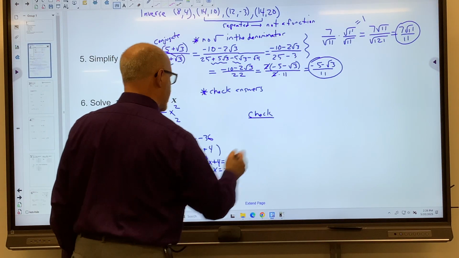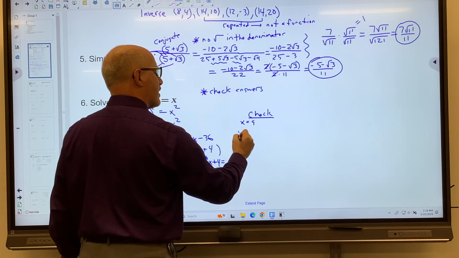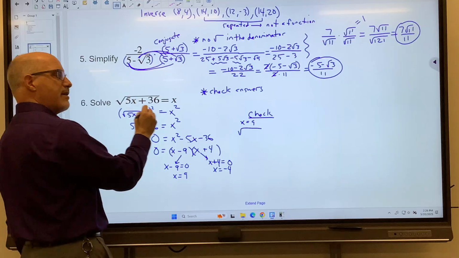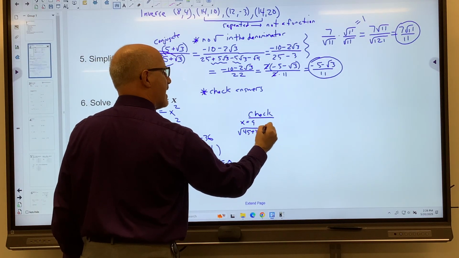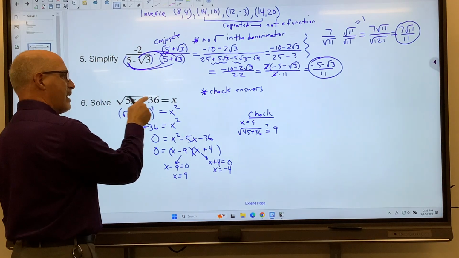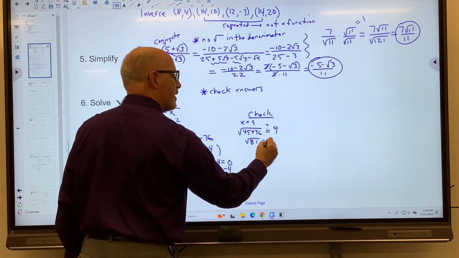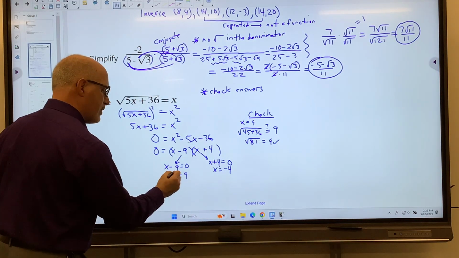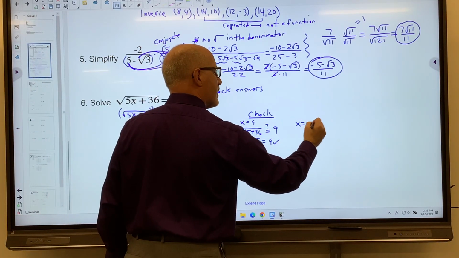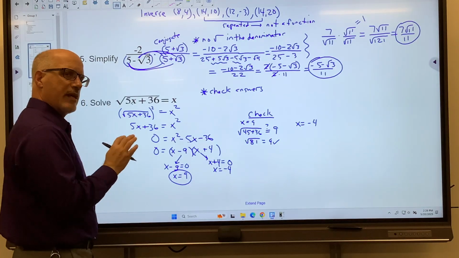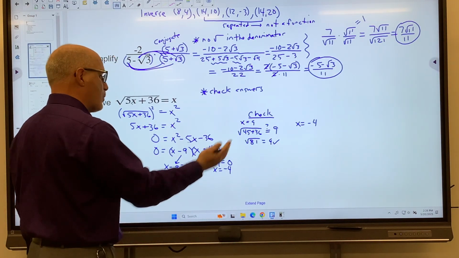So checking this one, you go ahead and put 9 back into the original. So x equals 9. You're going to get the square root of 5 times 9 is 45 plus 36. Does that equal 9? If you put in 9 for the two spots where there's an x, well, does the square root of 81 equal 9? It does. So this one checks out. Let's try the negative 4. You can probably suspect that maybe that might not. Sometimes both of them work though. Sometimes neither of them work. In this case, one's going to work and one's not.